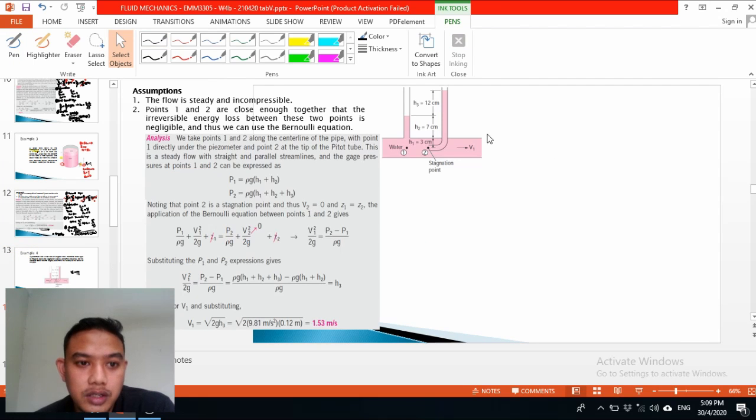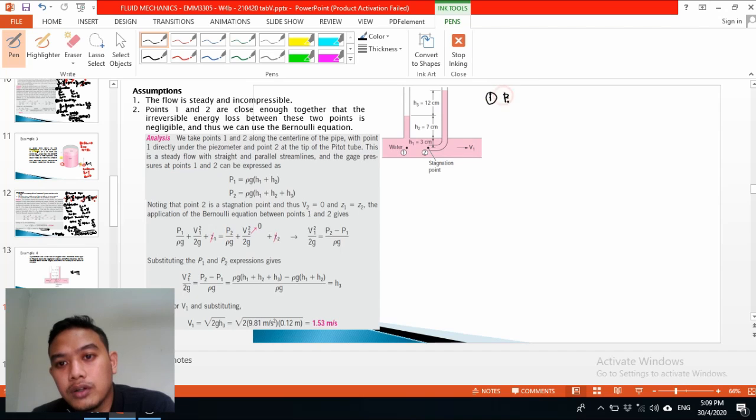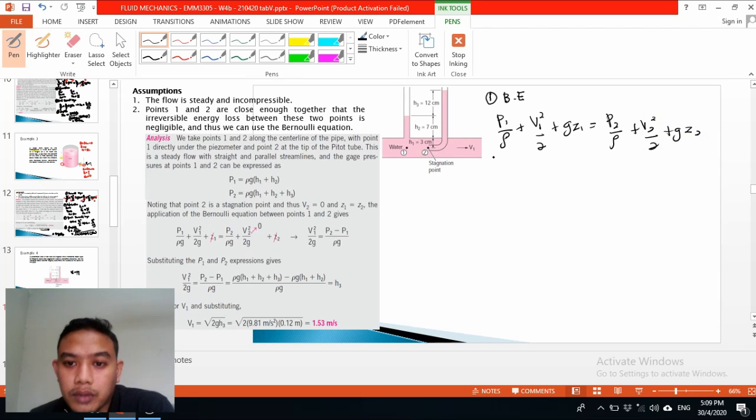In this question, the same method. First, write down your Bernoulli equation. So P1 over rho plus V1 squared over 2 plus GZ1 is equal to P2 over rho plus V2 squared over 2 plus GZ2.